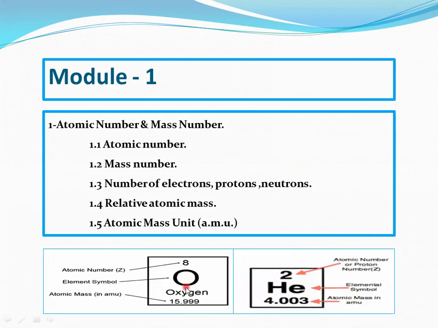Observe this diagram. Oxygen, atomic number 8, mass number 15.999, which is 16, symbol O. Helium, symbol He, atomic number, this is the number of protons, is 2, mass number 4.